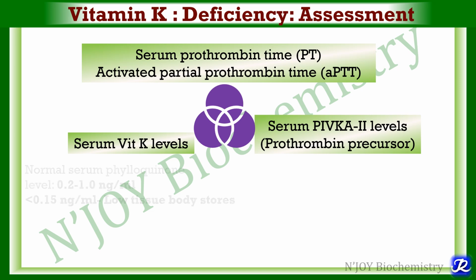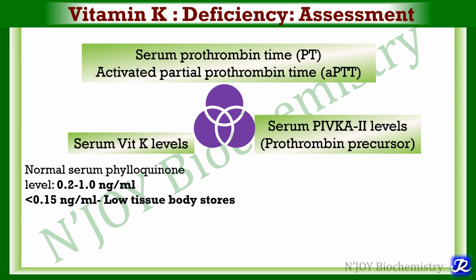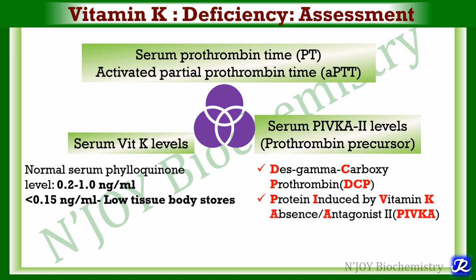Vitamin K deficiency is also assessed by the estimation of vitamin K levels, and normal serum phylloquinone levels are 0.2 to 1 nanogram per ml. If it is less than 0.15 nanogram per ml, it shows low tissue body stores. Now the third parameter is serum PIVKA-2 levels, that is, protein induced by vitamin K absence. It is also called des-gamma-carboxyprothrombin or protein induced by vitamin K absence, that is PIVKA, and it is the functional marker of coagulation.